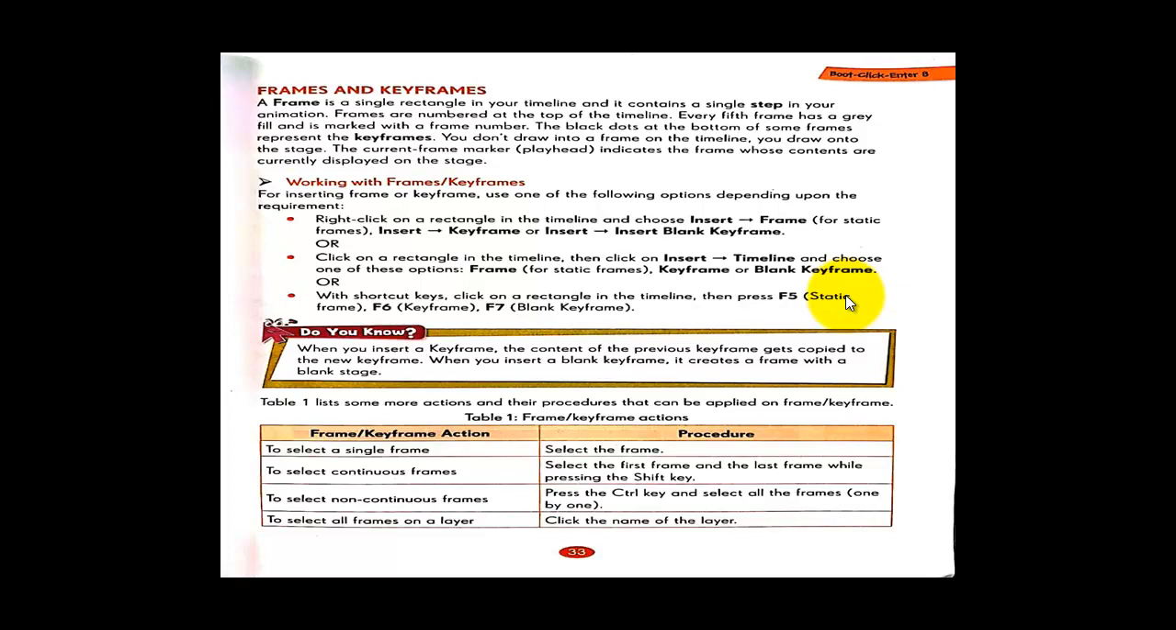In this Class 8 we are using some of the function keys. F5 is for inserting static frames, F6 for keyframes, and F7 for blank keyframes. I'll tell you these things afterwards practically also. First theoretically, then I'll explain practically also.